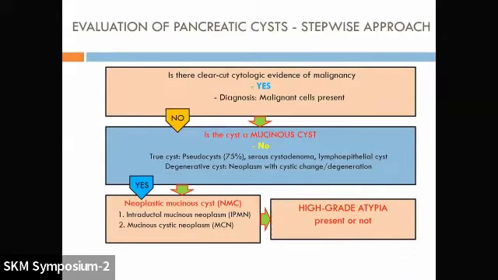If you identify features that are suggestive of a mucinous cyst, then the possibilities are either an IPMN or a mucinous cystic neoplasm. And as we all know, both these types of cysts cannot be differentiated on cytology. However, one important thing to do once you have identified a mucinous neoplasm is to look for high-grade dysplasia, and to mention in the report whether there is a presence of high-grade dysplasia or not.